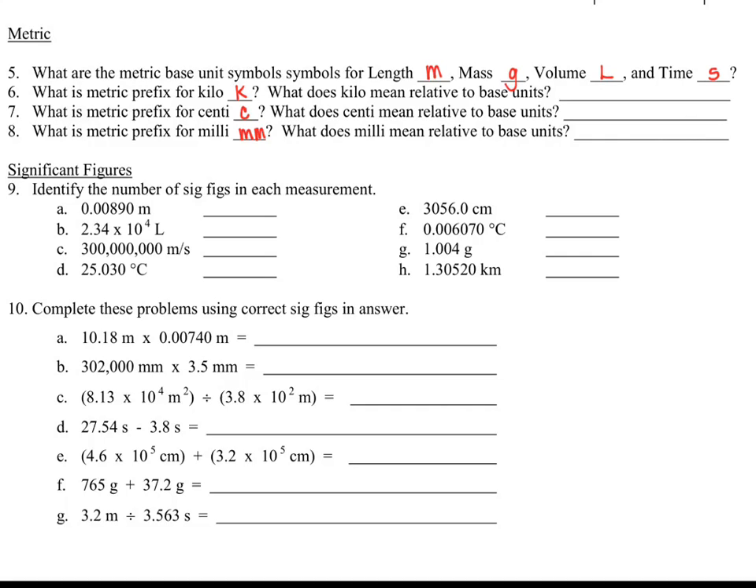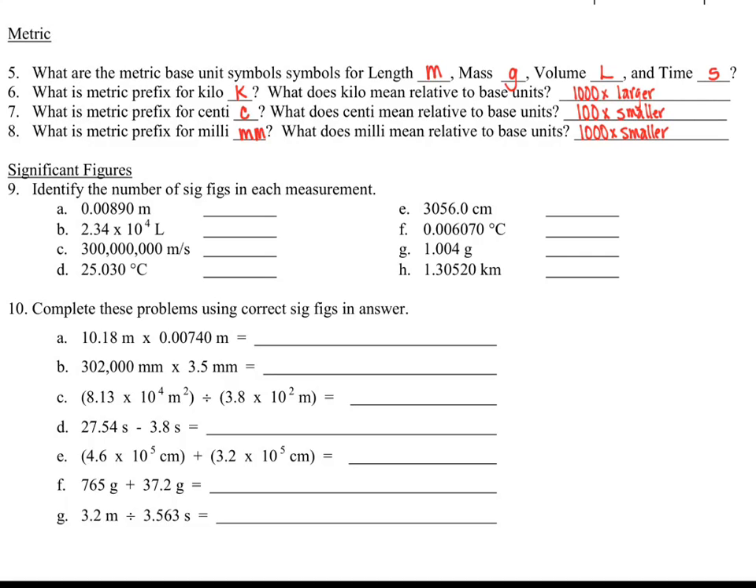Right, what does kilo mean relative to base units? Well, we know that we have 1,000 base units in a kilo, so a kilo is actually 1,000 times larger than our base unit. Okay, what does centi mean relative to the base units? Centi is a piece of our base unit, so in this case, centi actually means 100 times smaller than our base unit. And milli is tiny because it is 1,000 times smaller than our base units.